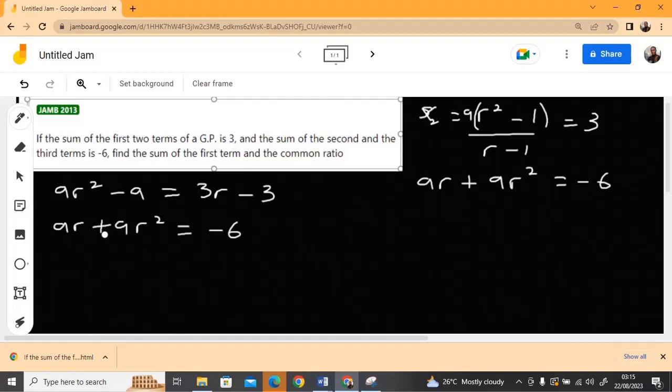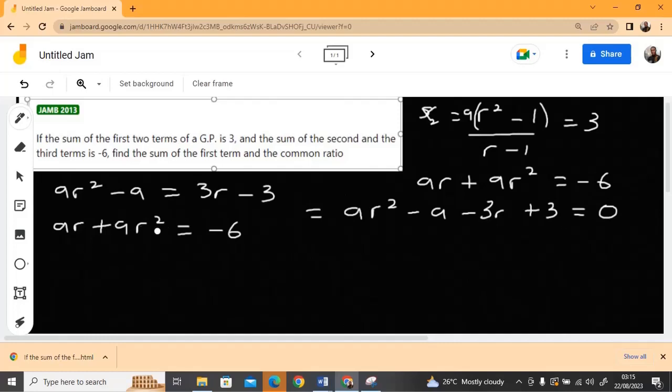So in this one, what am I going to do here? I can bring all this thing here. So I can write this as AR squared minus A, then minus 3R, then plus 3 equals 0. I can do something like this.